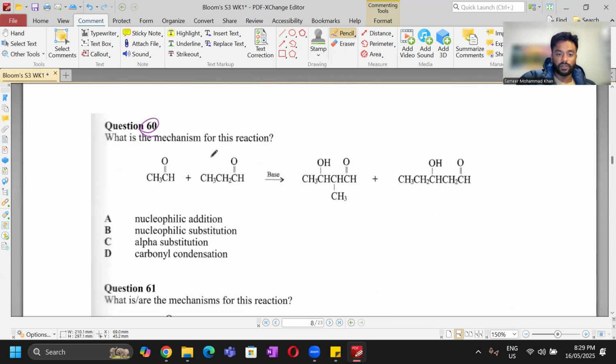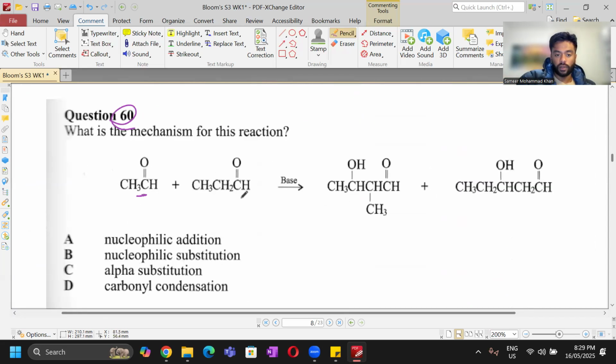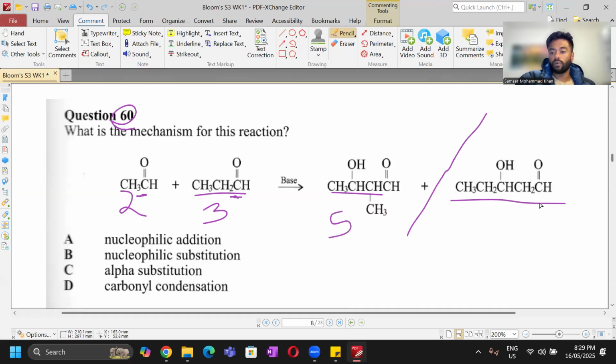What about the mechanism for this reaction? Okay, so central group, and here's your product, right? And here's your product. Where did we see this before? Okay, 2 smaller carbons, 2 carbons here and 3 carbons here. So 2 smaller carbon chains adding together to form a longer chain. 1, 2, 3, 4, 5. Or 1, 2, 3, 4, 5.